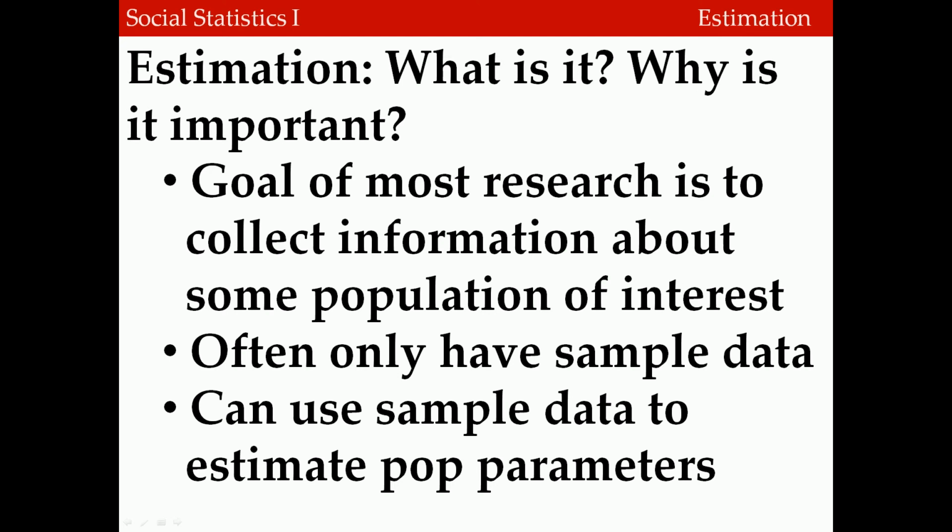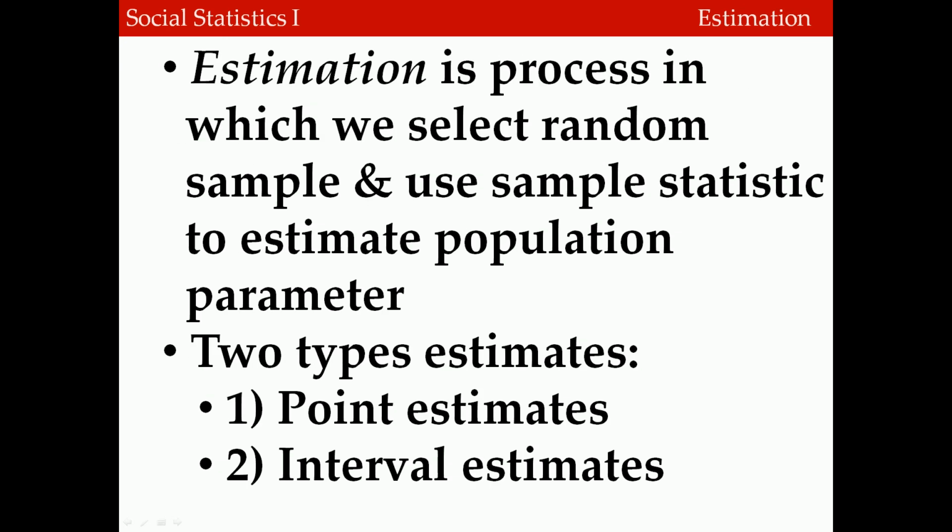Well, recall that the goal of most research is to collect information about some population of interest. But we often only have sample data on which to rely. However, we can use that sample data to estimate the value of the population parameter. Estimation is a process by which we select a random sample and use the sample statistic to estimate the value of the true population parameter.